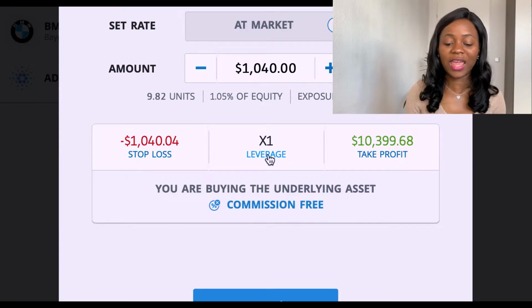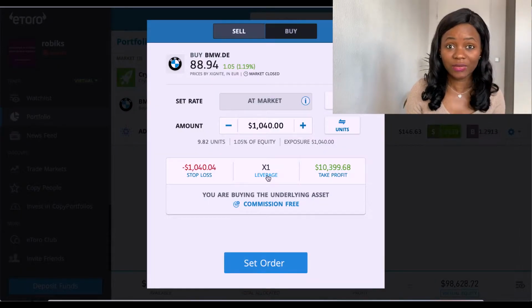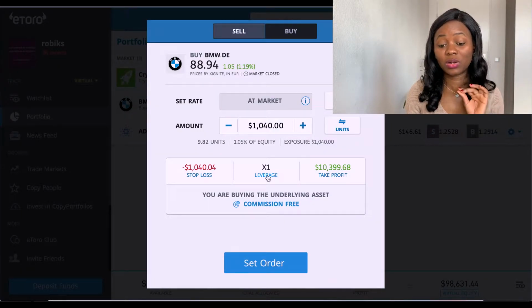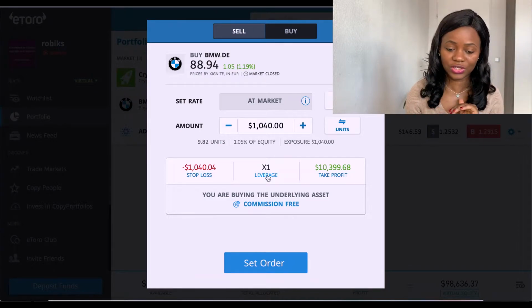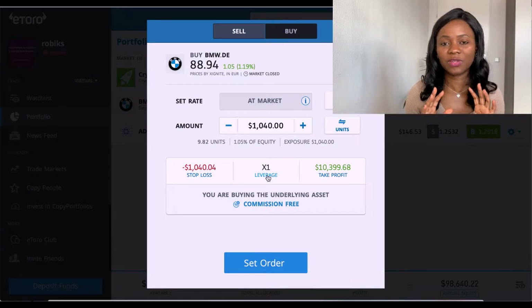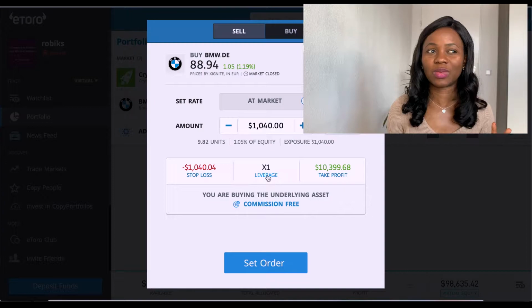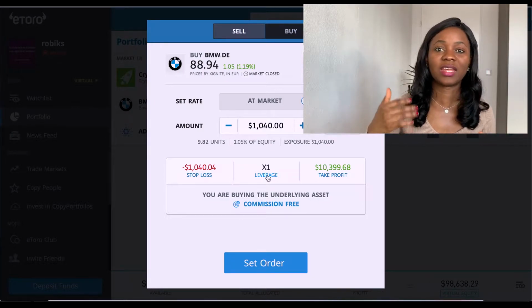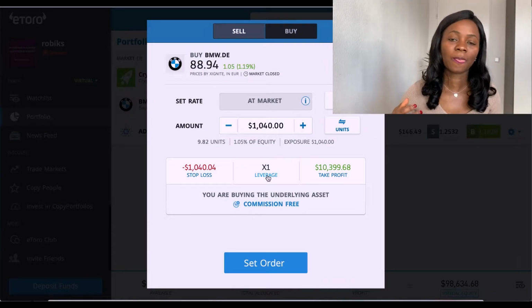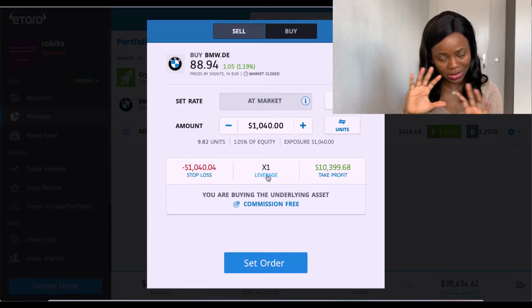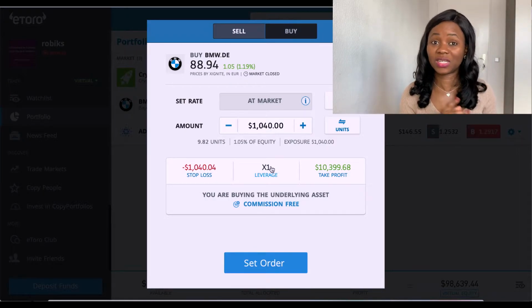And this is the leverage. The X1 here means that at this leverage, I'm looking at the underlying value. I'm not using any leverage. Now, the concept of leverage is very important when you are using platforms like this, because leverage makes you trade higher than the amount you put in. It's a different topic, and I can treat it in another video.